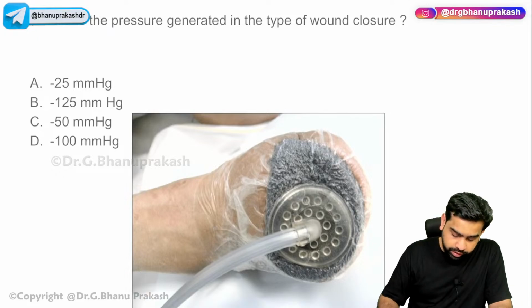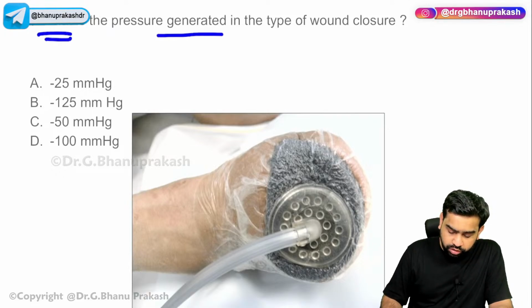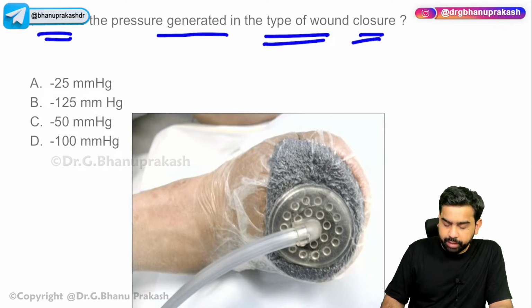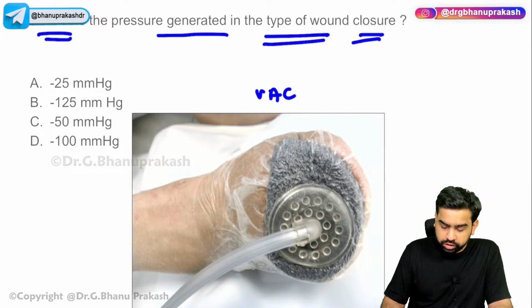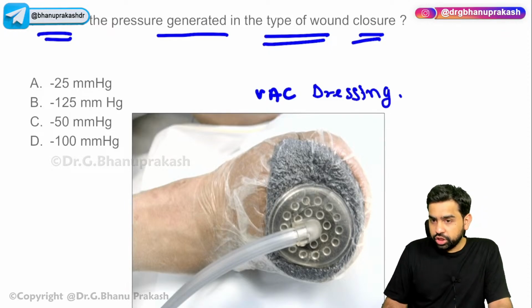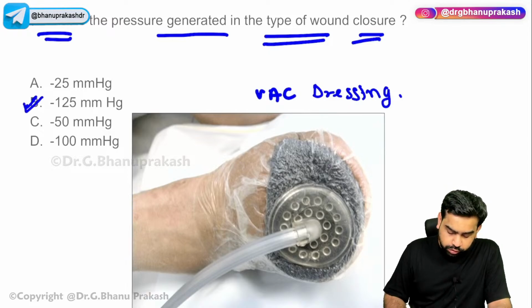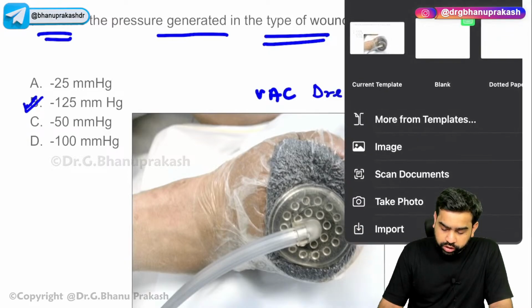I'll read it because I think it's not visible to you. What is the pressure generated in this particular type of wound closure? First of all, tell me what this is. This is a vacuum assisted closure, a vac dressing. And what is the pressure which is generated in this vac dressing? That is minus 125.